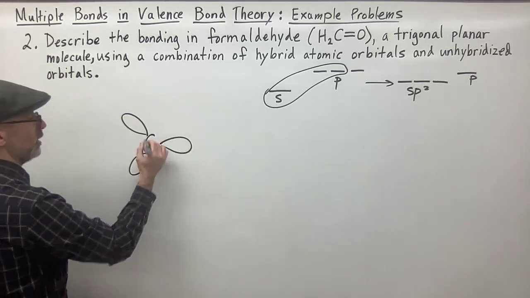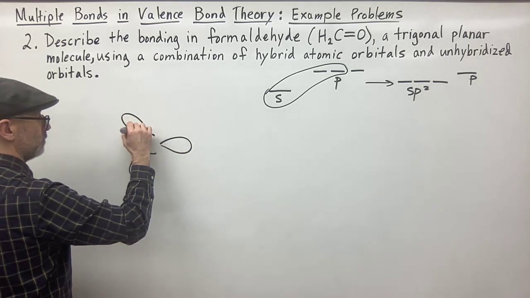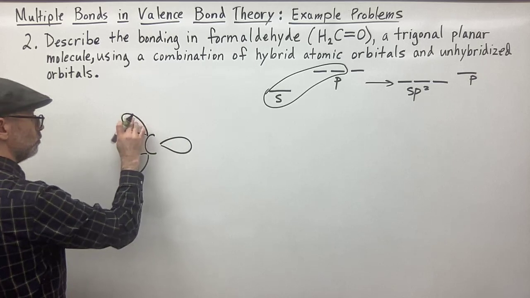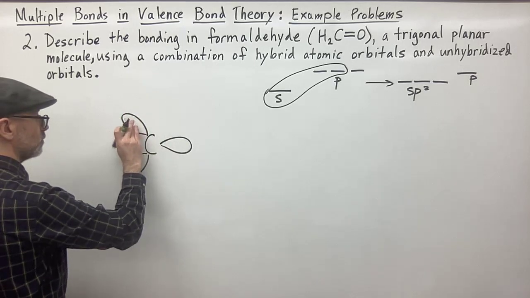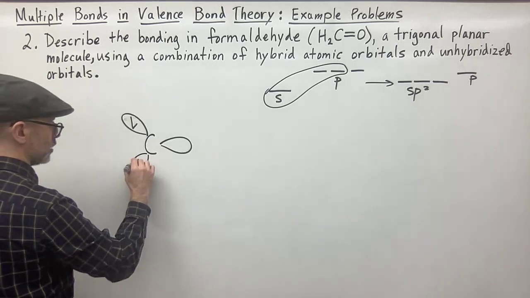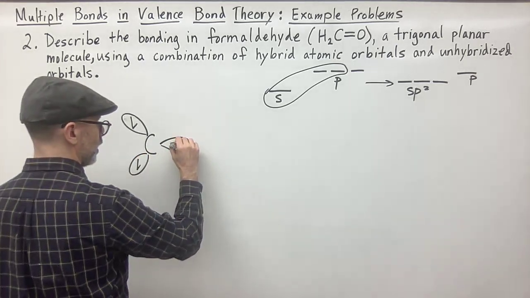Now this carbon is going to have one electron. We'll call that spin. We'll give this spin down. We'll call this spin down. We'll call this spin up.